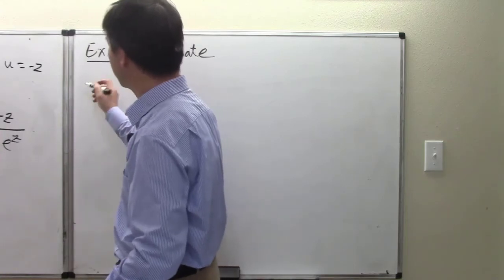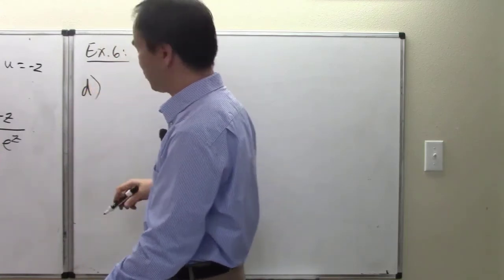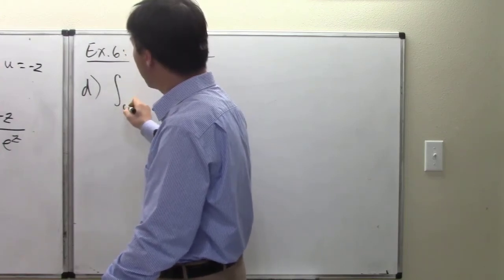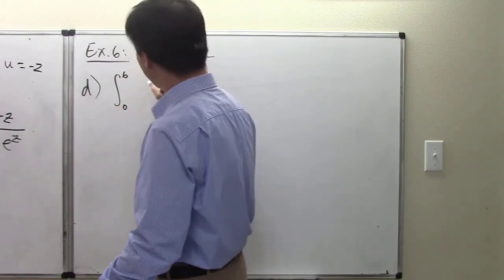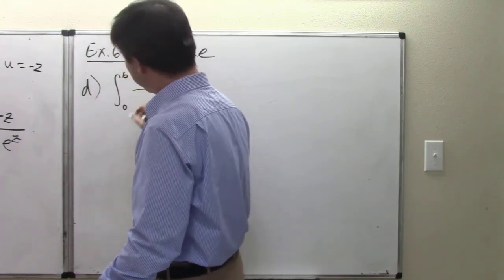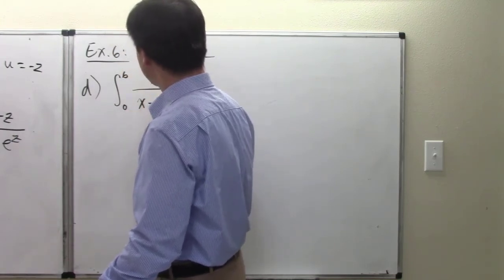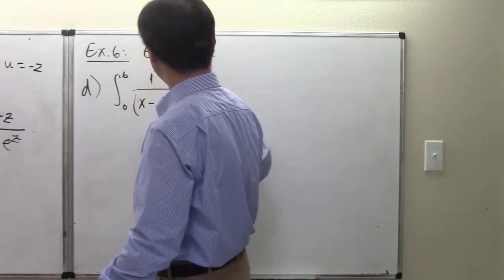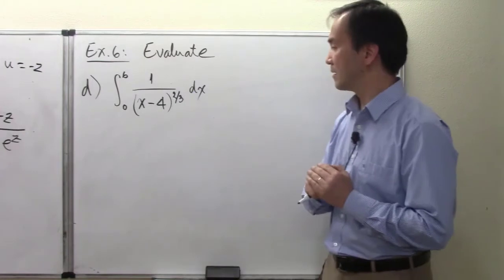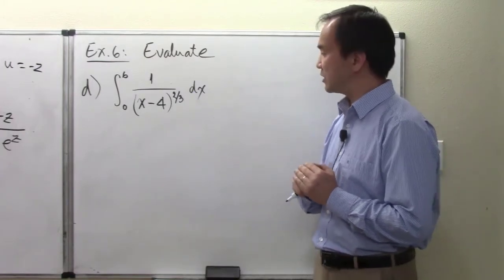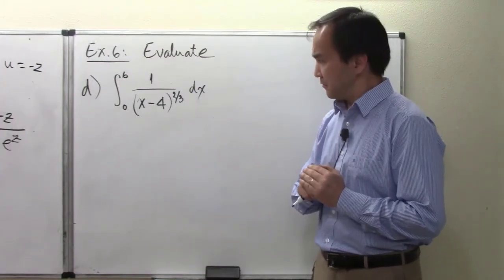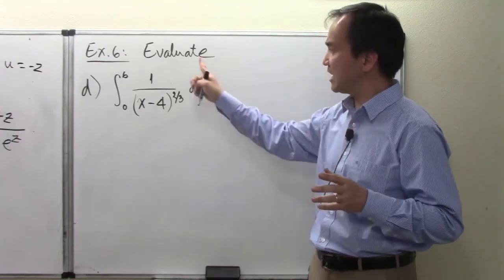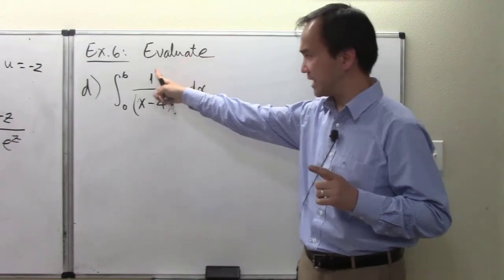How about we have an integral in part D here of our example 6. We are looking at the integral from 0 to 6 of our function 1 over (x minus 4) raised to the 2/3 power. Okay, so now as I said again, the problem is asking us to evaluate, and it gives us here an improper integral.